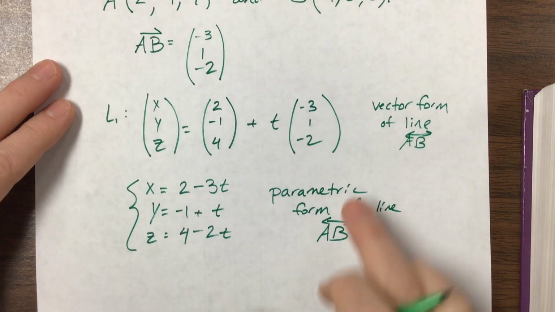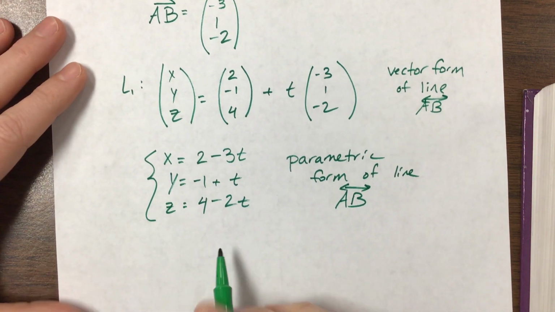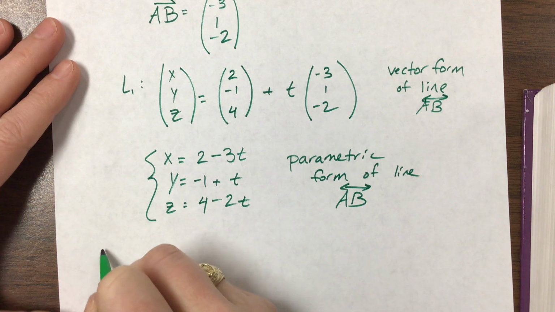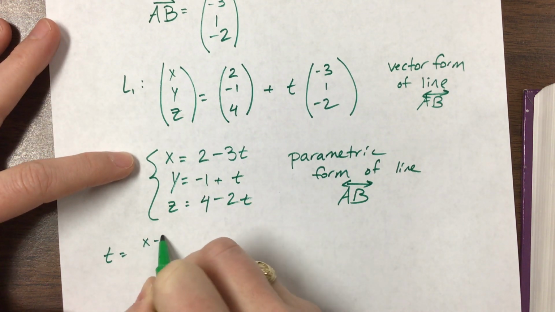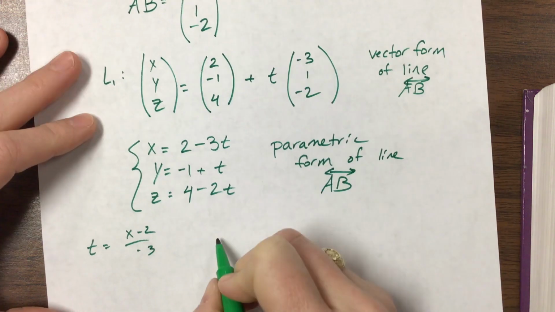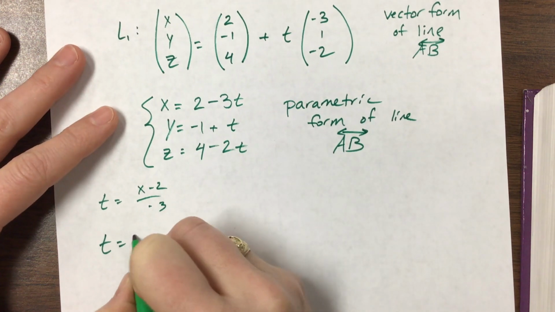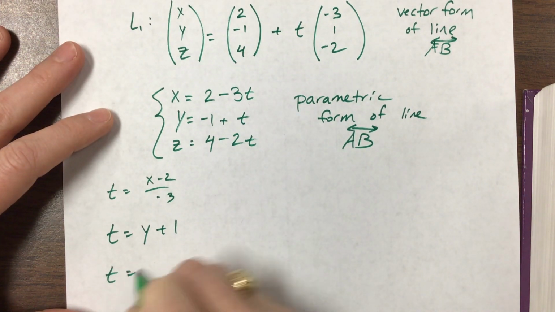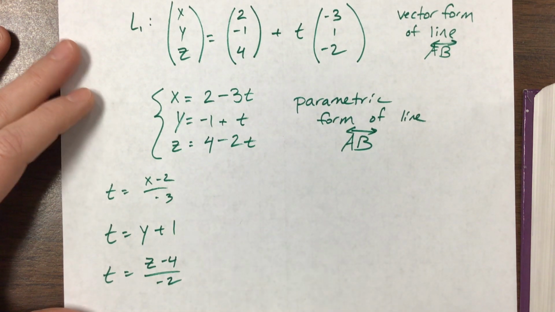Okay, coming back to this one, we had the vector form, we have the parametric form, and then we can take this and put it in the Cartesian form. What we have to do for each one of these is solve for t. The first one, t would equal x minus 2 divided by negative 3. The next one, t would be equal to y plus 1. There's nothing to divide. The next one, t would be equal to z minus 4 divided by negative 2.